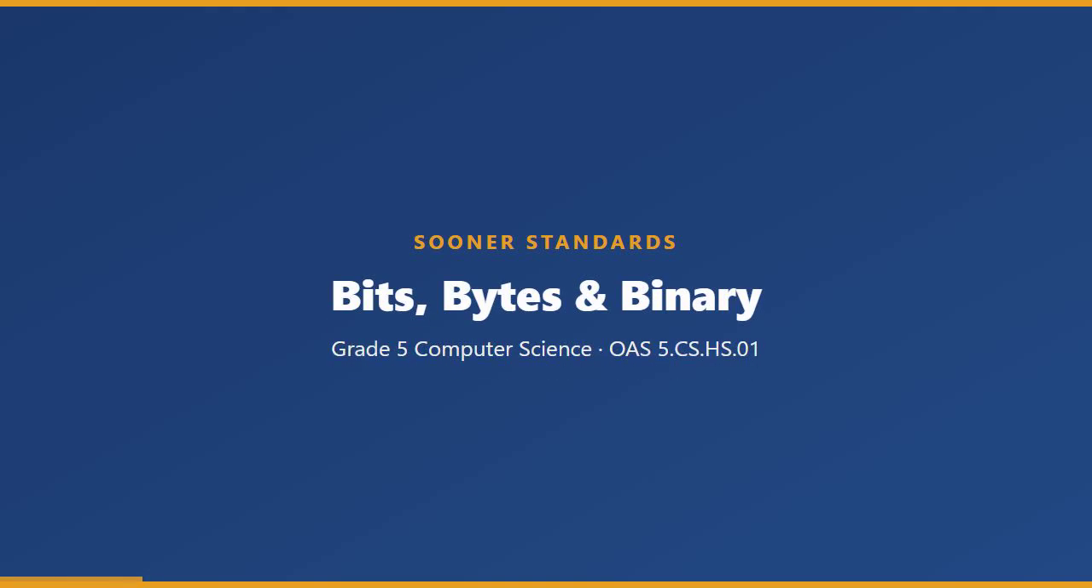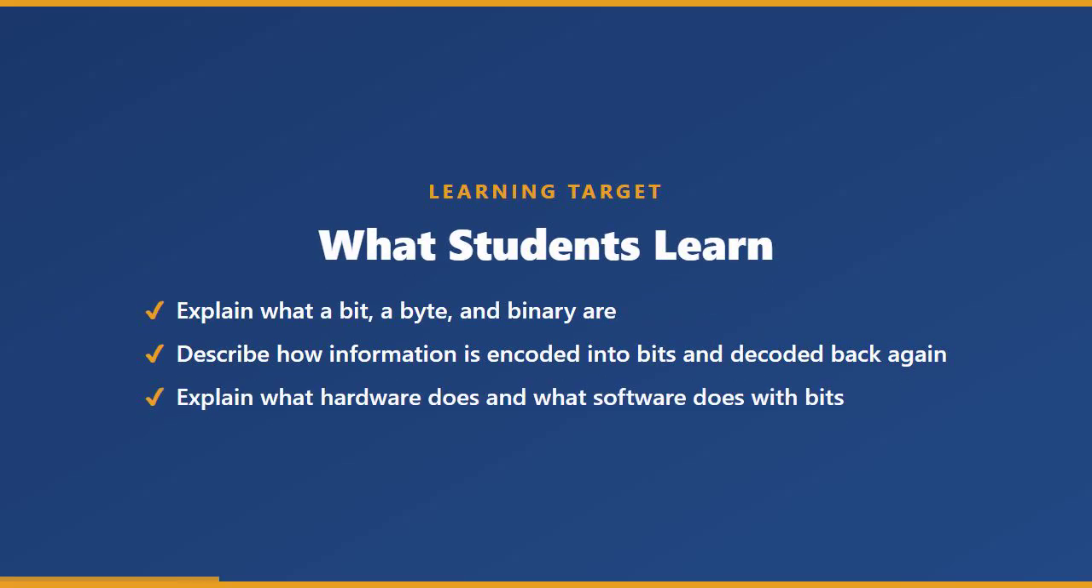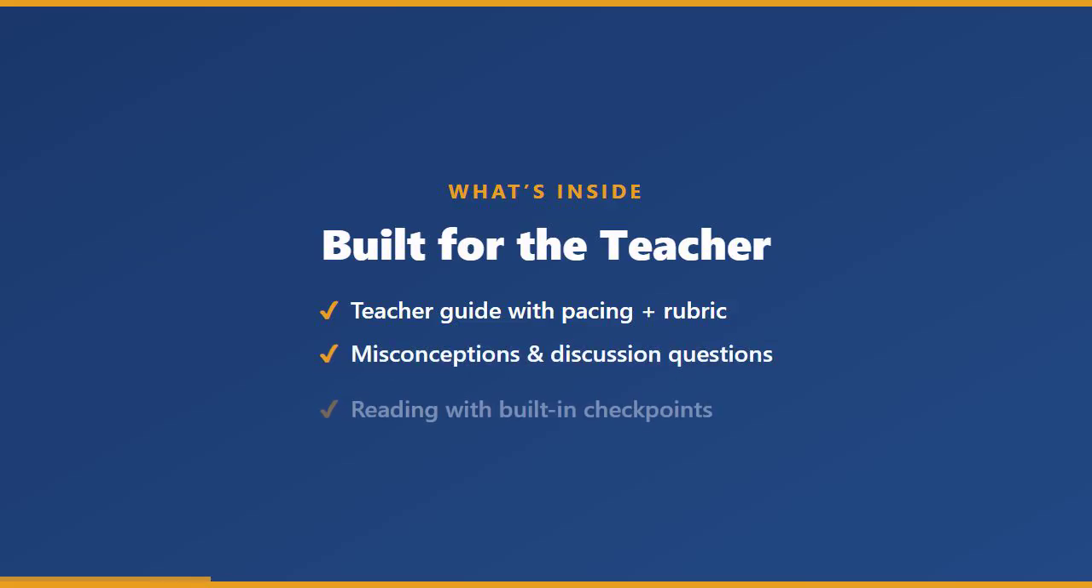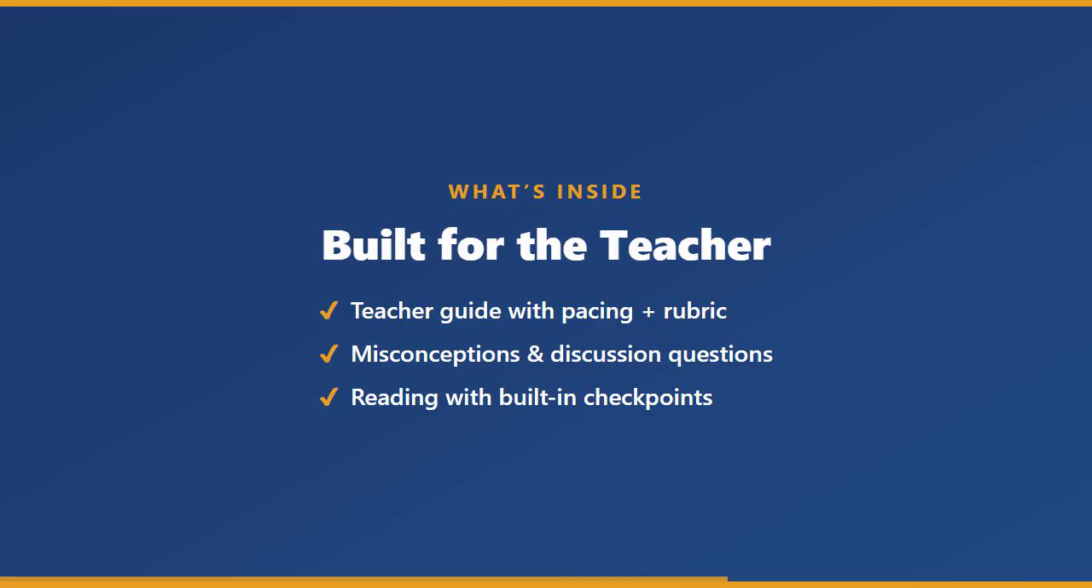From Sooner Standards, Bits, Bytes and Binary, a complete Grade 5 computer science unit for Oklahoma Standard 5CSHS01. Students learn to model how everyday information like letters, pictures, and sound is translated into bits, and explain how hardware and software work together to transmit and process it. Inside, a full teacher guide with pacing, misconceptions, and a scoring rubric, plus a content lesson with built-in comprehension checkpoints.